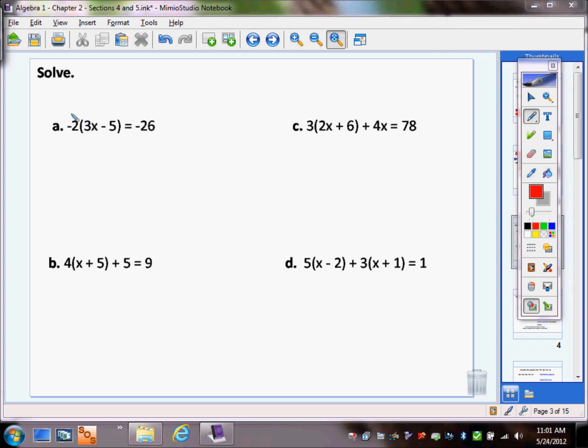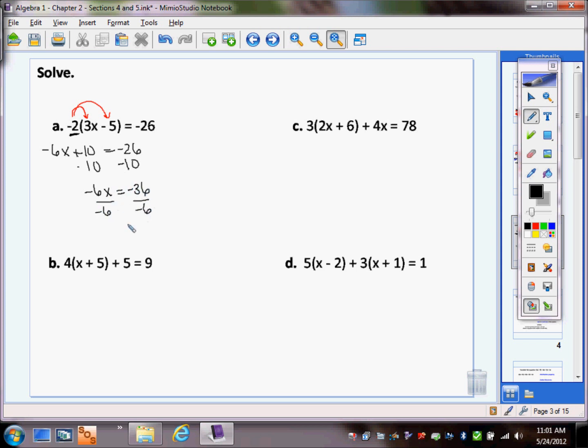What's my first step? Distribute. So I have negative 6x plus 10, because I'm multiplying in that negative 2, is equal to negative 26. Subtract 10 from both sides. I get negative 6x is equal to negative 36. Divide both sides by negative 6 and you get positive 6. Questions on that one?